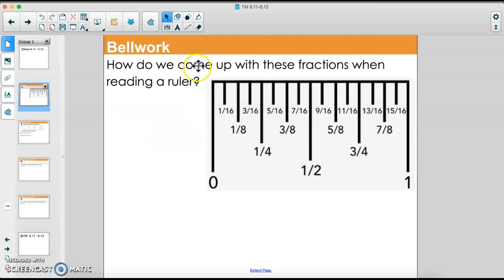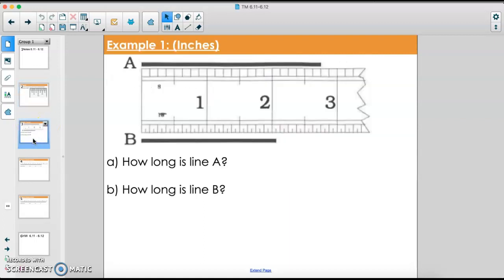So for the first problem, it says, how do we come up with these fractions when reading a ruler? Well, every single ruler is different. We are used to the English system where the smallest unit of measure is 1/16th, but on your homework, you will have rulers that are not broken into 16ths or eighths or fourths. They may be broken into tenths or even sixths. So it's all just going to depend on how many little sections there are on the ruler, and that'll depend on every single individual ruler.